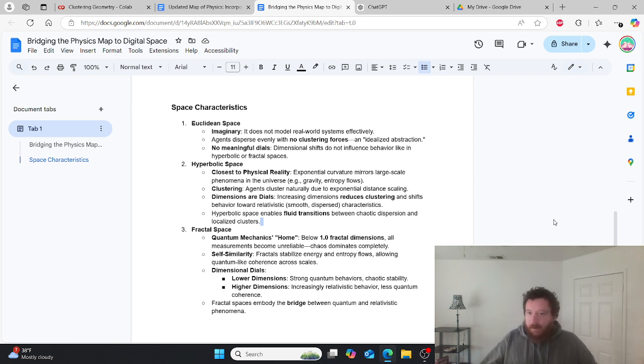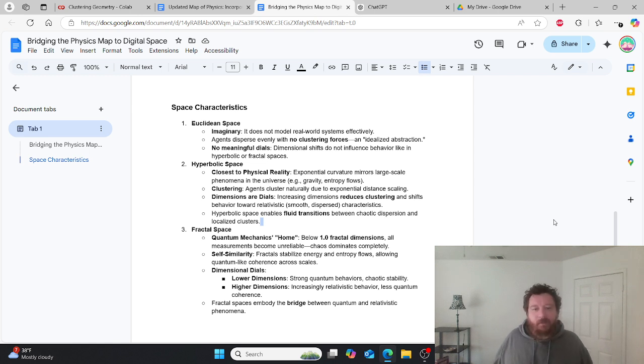So within Euclidean space, and I can test this and I'll prove this to anyone who wants to, there are no natural clustering forces. Meaning that if you disperse agents, they'll disperse out completely evenly, and no clustering effect will impact that whatsoever. There are no dials that you can shift within Euclidean space.